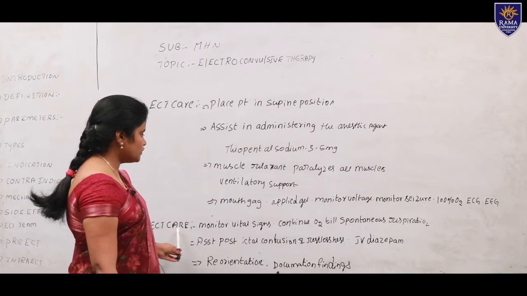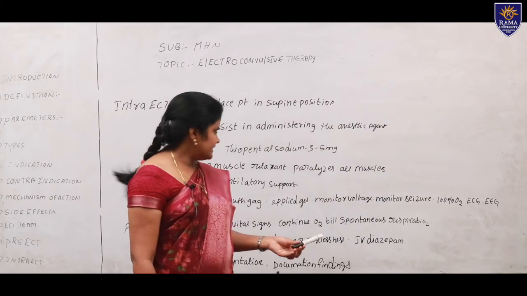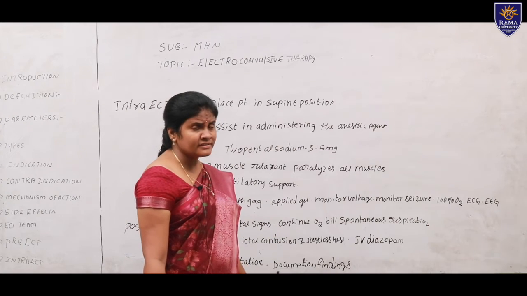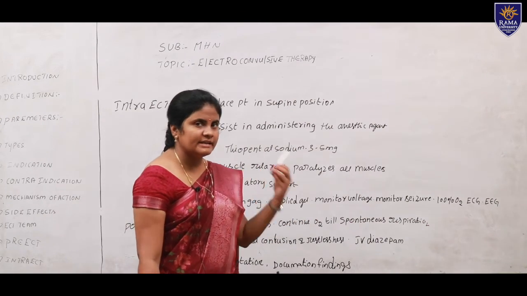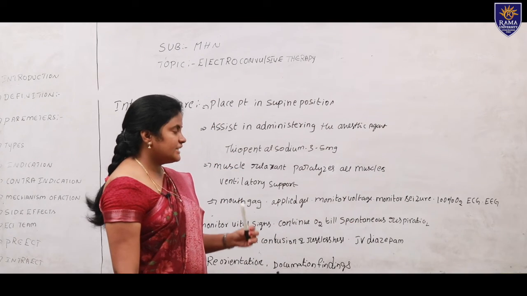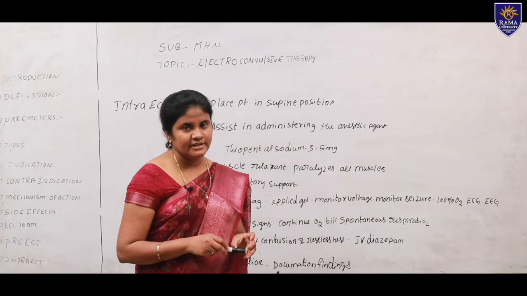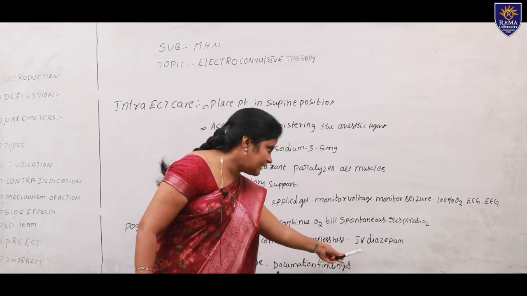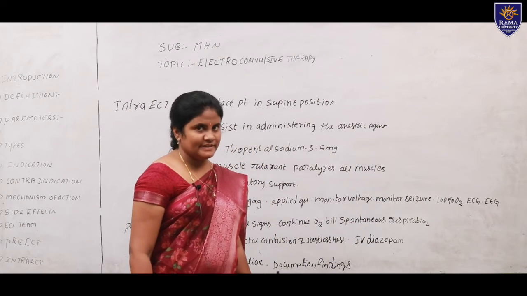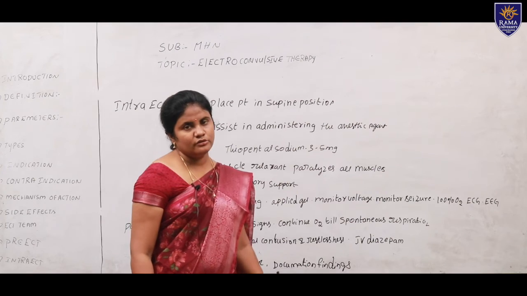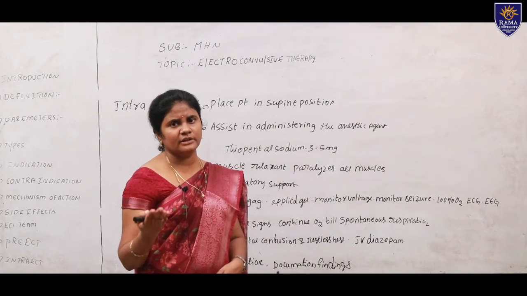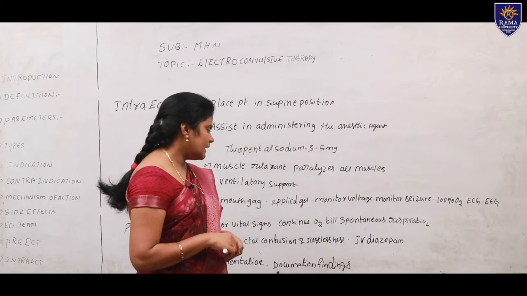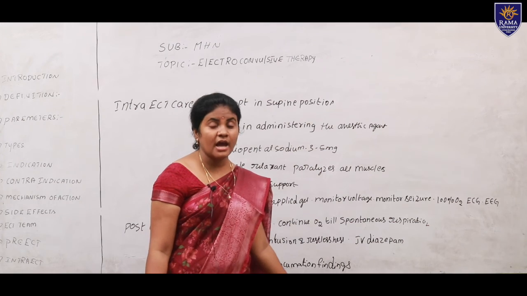Next will be the post-ECT care. After finishing the ECT, you have to monitor the vital signs and continue oxygen till the patient is taking spontaneous respiration, and then assess post-ictal confusion and restlessness. If the patient has more confusion and restlessness, you have to administer intravenous diazepam, and then reorientation should be done. We have to reorient to time, place, person, the environment, friends and family members, and finally you have to document the findings in the patient record.